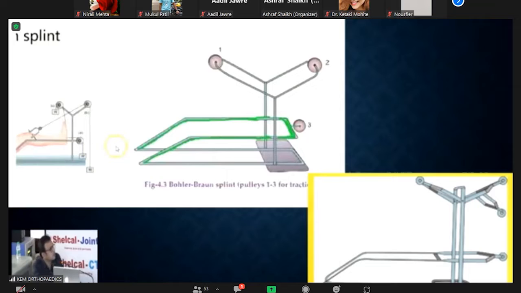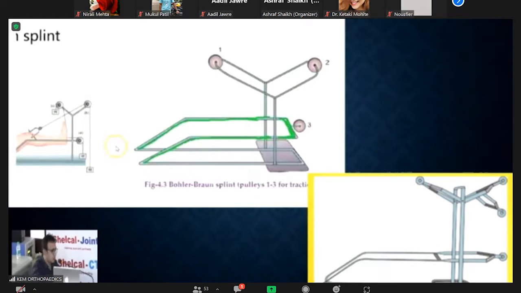So the uses of this: first is immobilization and reduction of the fracture. The second is traction to maintain the reduction. Then dressing and wound care. It is also used for rest in case of cellulitis and soft tissue injuries. And it is ambulatory as compared to the TT splint. The disadvantage of the TT splint is that it is non-ambulatory. We cannot transfer the patient, whereas with the Bohler splint we can transfer the patient. So that is basically the disadvantage.